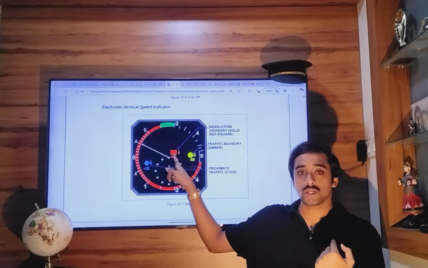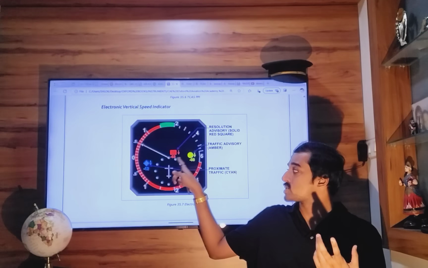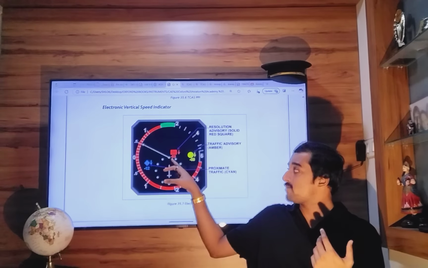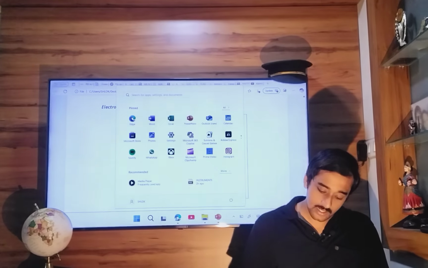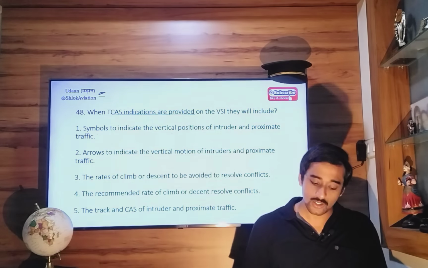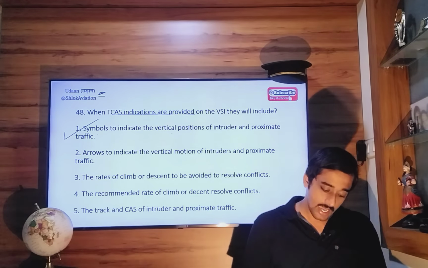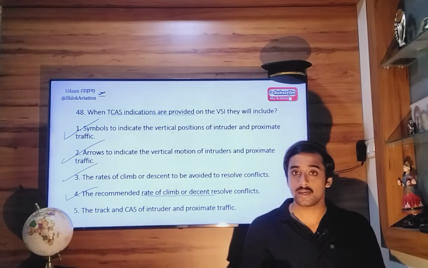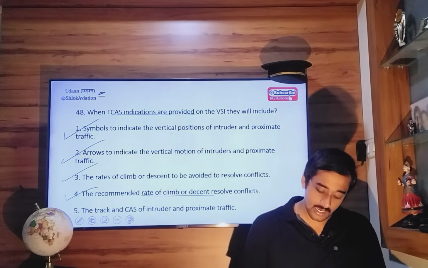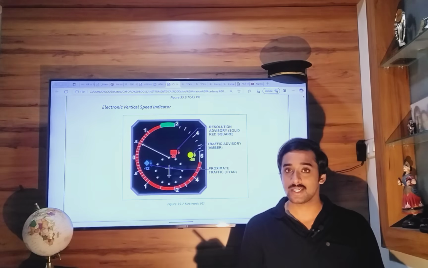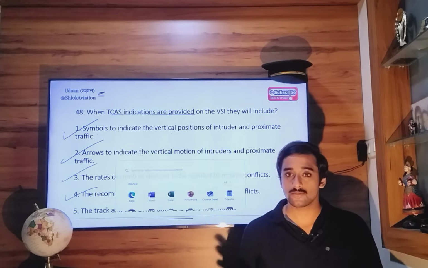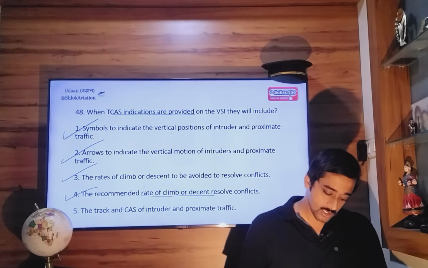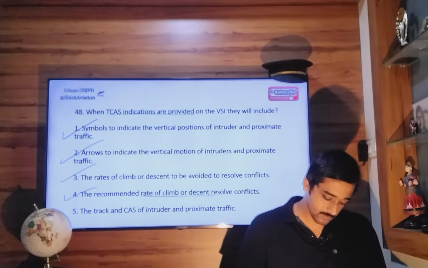You can see resolution traffic, intruder traffic, proximate traffic shown, right? You get to see the trend arrows, they are climbing, descending. Relative altitude is shown. So the correct answer will be symbols to indicate vertical positions of intruder and proximate traffic, yes. Arrows, yes. Rates of climb to be avoided, shown by red arc. Recommended rate of climb or descent, shown by green arc. Track and calibrated airspeed. So we do not get to see the track or calibrated airspeed, right? So to determine that track, whether they are approaching us or going away from us, we will have to visually scan the airspace. So statements 1, 2, and 3 and 4 are the right ones.